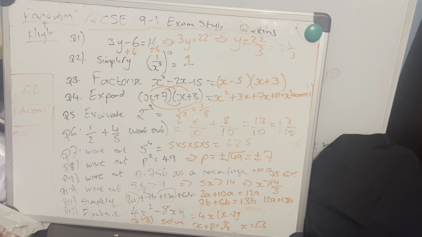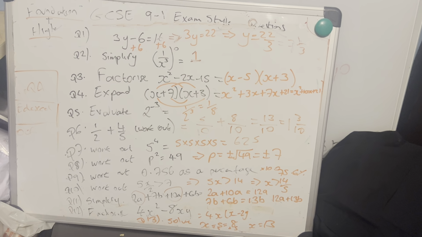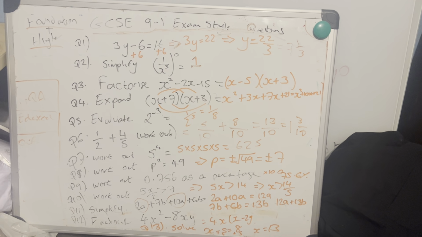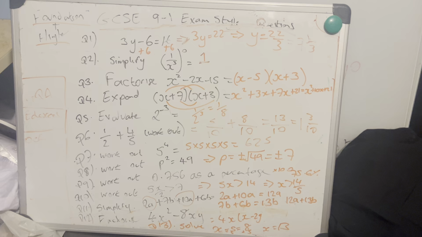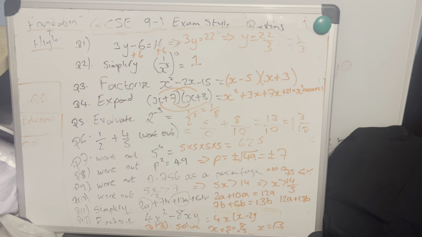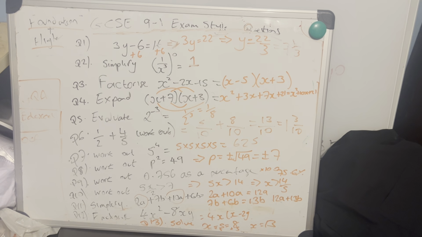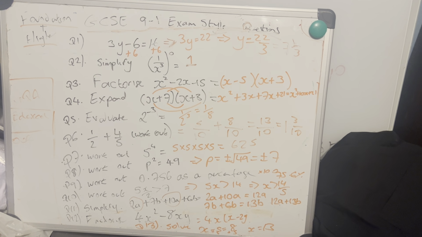This is question number 2. Simplify (1 over x cubed) all to the power of 0. Well, anything to the power of 0 is always the number 1. Okay, so it's always equal to 1.